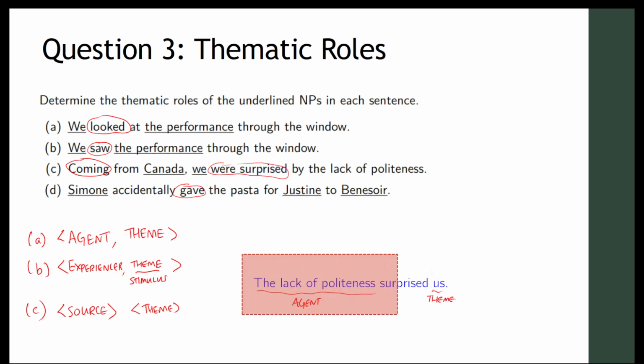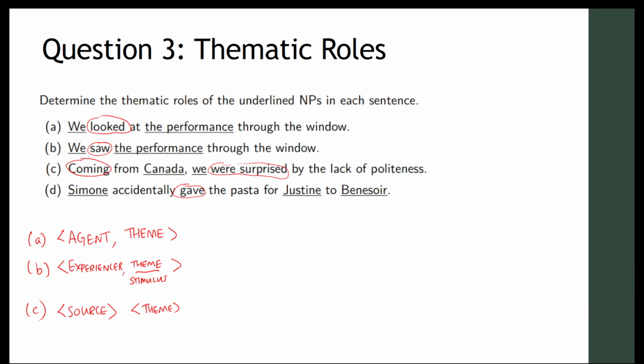Now in D, Simone accidentally gave us the pasta for Justine to Benessois. Well, Simone accidentally gave, so we have a giver, we have an agent, someone gives something, this is an action. Gave the pasta for Justine. So something's for Justine. This is called a benefactor or benefactive. And then to Benessoir. So this is going to be our goal. This is where it's going. So it's for someone, it's a benefit for someone, but it's being given to a different goal.